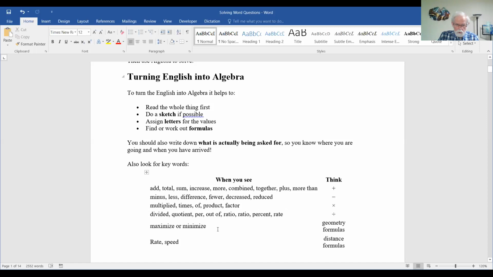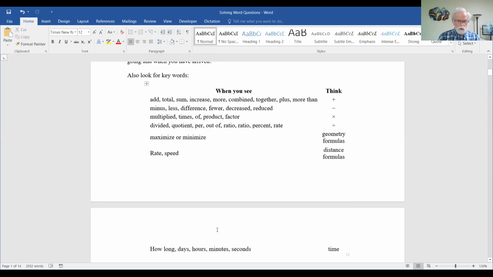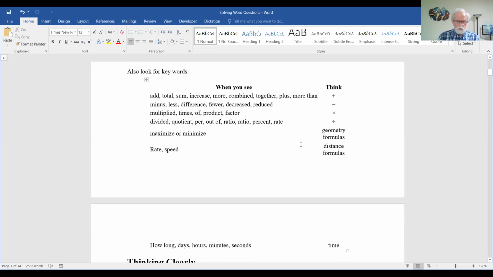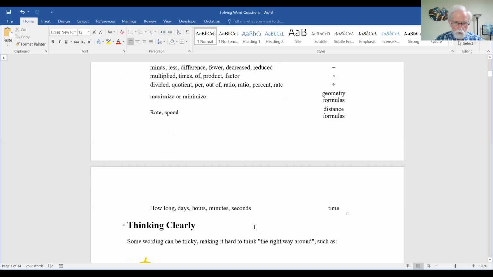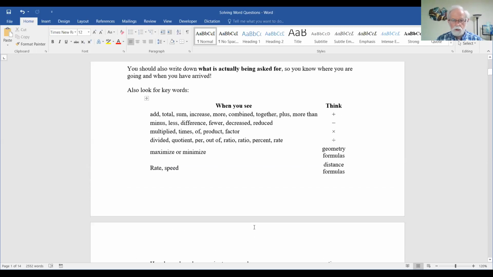Maximize or minimize. These are likely to be related to geometry in one way or another. And rate or speed questions are going to be some sort of distance formula. And then time, how long, minutes, seconds, days. Those are the kinds of things we're looking for.